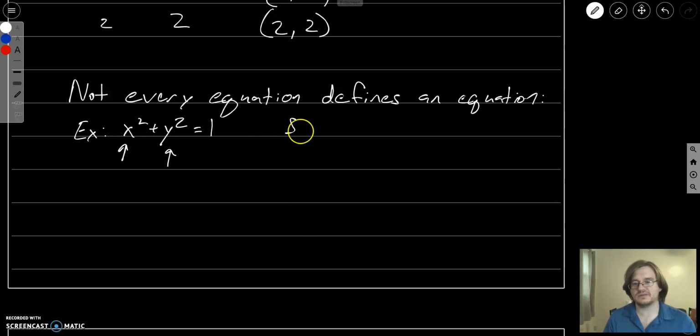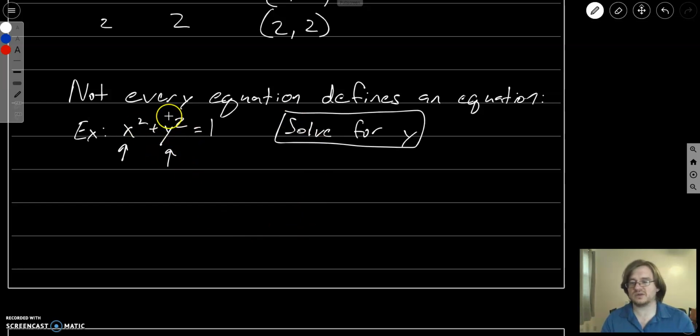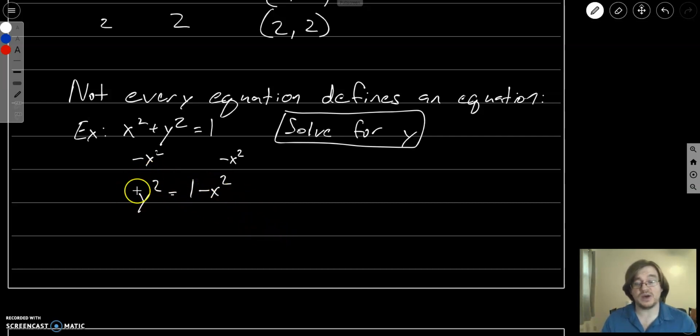I'm going to solve for y. So I'm going to get it by itself. I will subtract x squared from both sides. The x squareds will cancel over there, so we'll get y squared is equal to 1 minus x squared. And I need to get y by itself. I don't care about y squared, I care about y. So here, if I write y, I'll need to take the square root of both sides, but I could get plus or minus the square root of this left-hand side.